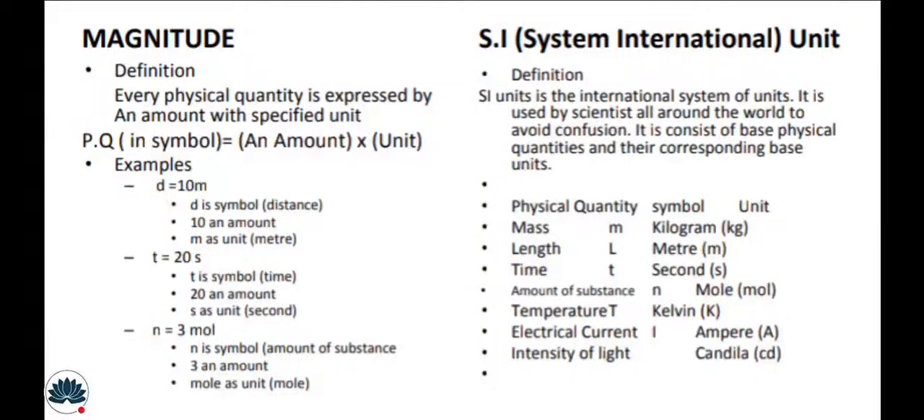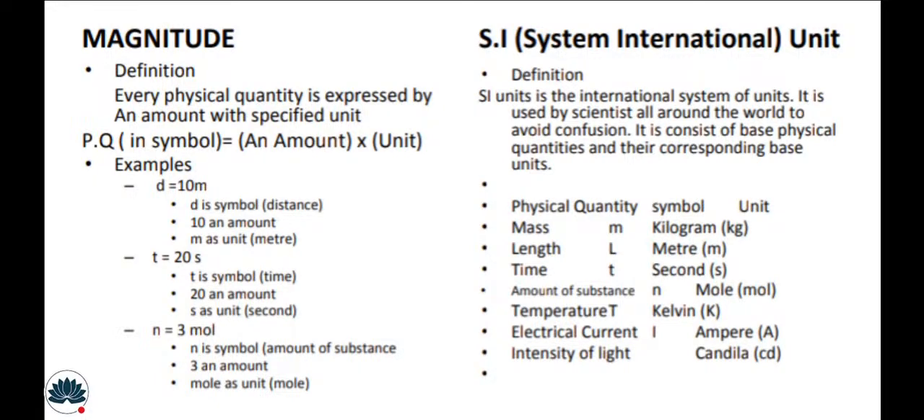Okay, so what is magnitude? Every physical quantity is expressed by an amount with a specific unit. A physical quantity, which you are required to write as a symbol, is equal to an amount multiplied by unit. Okay, so here D is equal to 10 meter. D means distance, so D is the symbol of distance. 10 is an amount and m is a unit, which is meter.